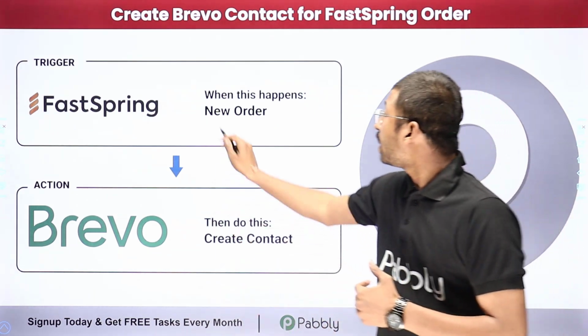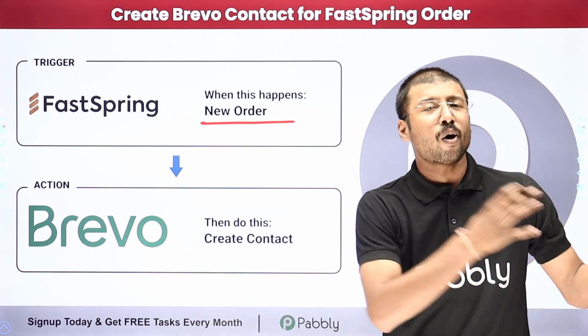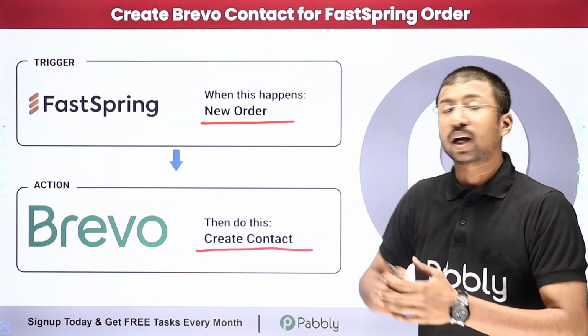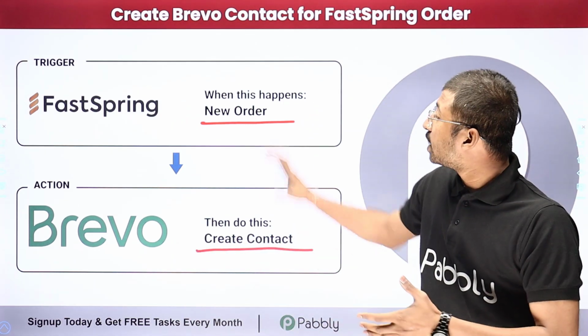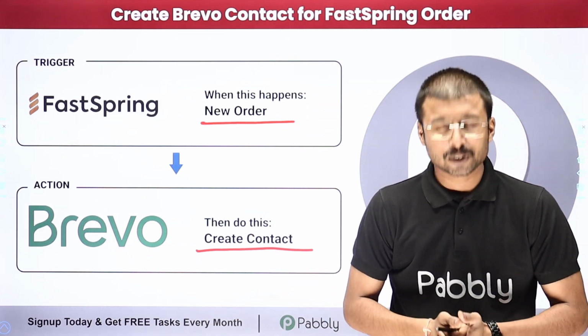In this automation, as a new order, a new sale will be received, a new payment will be captured in FastSpring, automatically the customer who made the payment will be added as a contact in our Brevo account. Now, if you want to learn how you can set up this complete automation all by yourself, for that you just have to come with me to my screen.